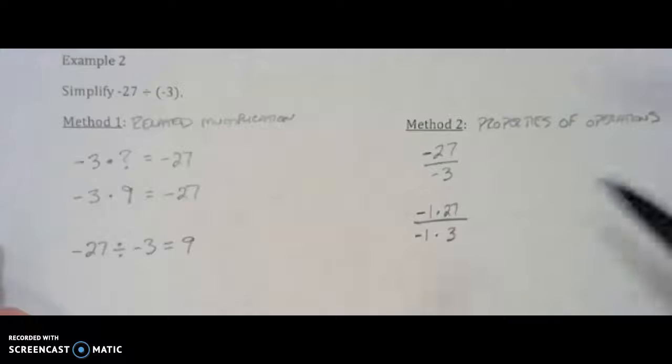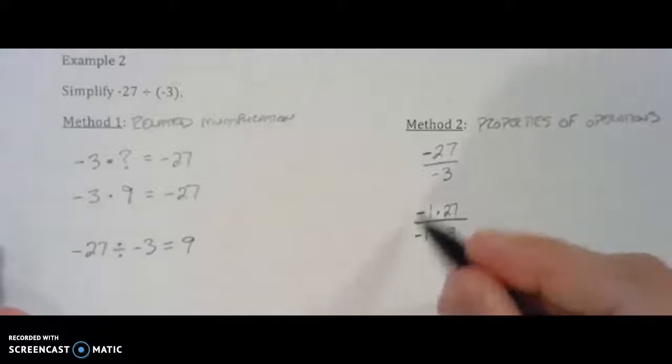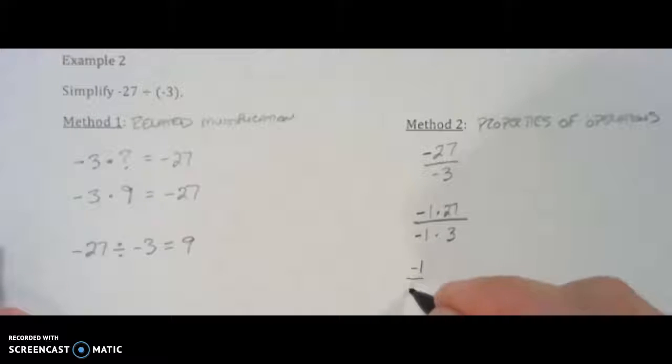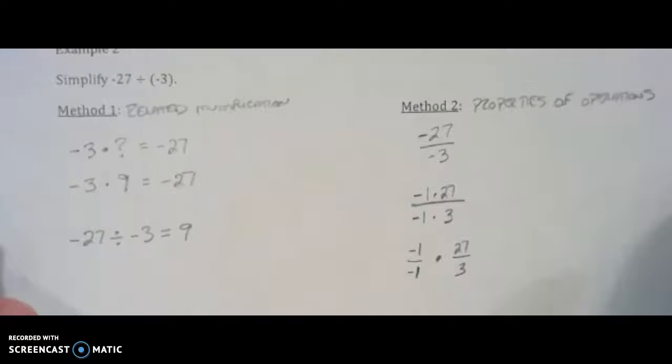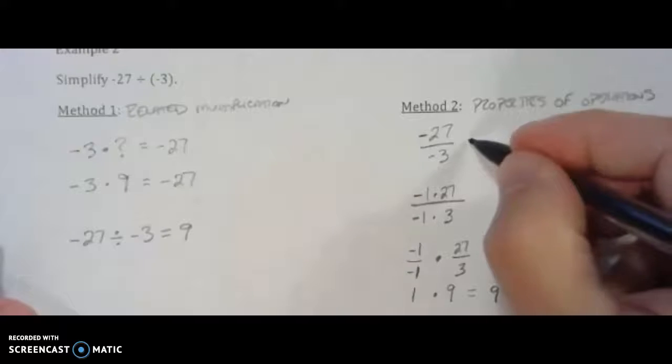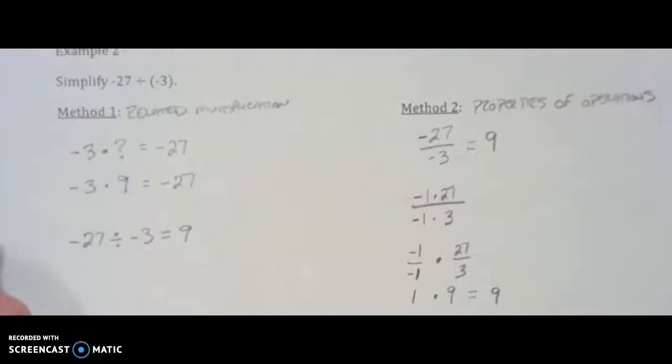Okay, so if I think about this as 2 different problems here, in the first problem I've got negative 1 divided by negative 1. And then in the other problem I've got 27 divided by 3. And I'll just multiply those numbers together. And so if I've got my 2 different divisions here, well, negative 1 divided by negative 1 is 1. And 27 divided by 3 is 9. Well, then that must give me an answer. 1 times 9 is equal to 9. So again, this is just a different way to show that negative 27 divided by negative 3 is equal to 9.